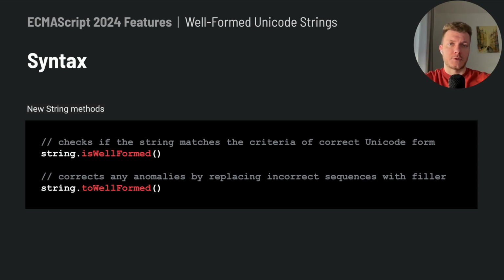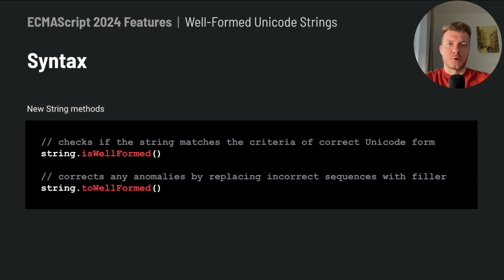isWellFormed checks if the string adheres to Unicode's well-formed criteria. toWellFormed corrects any anomalies, replacing ill-formed sequences with a universal placeholder. This ensures strings are compliant with Unicode standards, essential for many APIs.